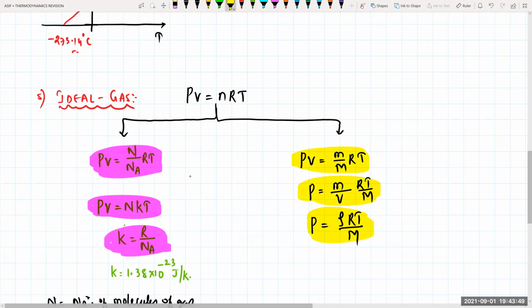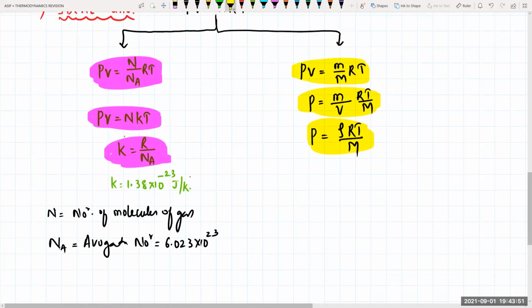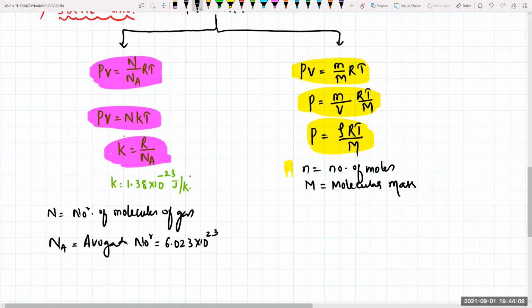n is nothing but the number of moles. Now what is capital M here, beta? Capital M is the molecular weight or mass. And what is another thing? Rho. Rho is nothing but the density of the gas, whatever you are taking right now. Is that clear? Those are the different forms you need to remember, beta.